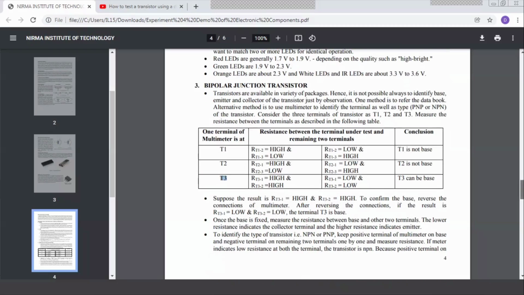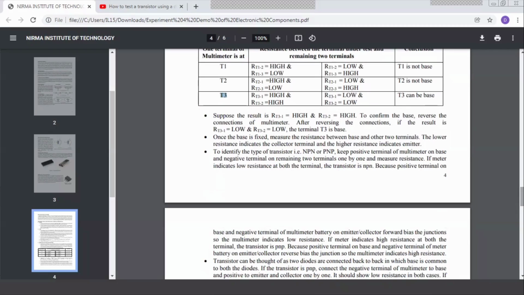Right? So you can also identify if it is NPN or PNP. Once the base is fixed, measure the resistance between base and the other two terminals, right? So T3 is fixed, it is your base, and with T3 you now have to measure the resistance of T1 and T2, right? The lower resistance indicates the collector terminal and the higher resistance indicates the emitter, right?